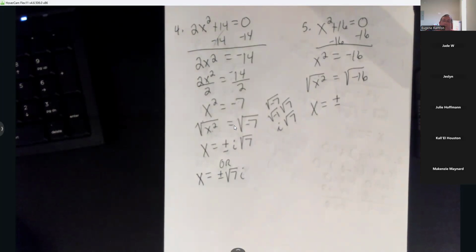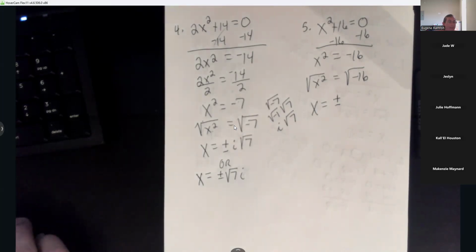All right, y'all, that's on y'all. Square root of negative 16. Oh, it's definitely got an i in it, Jesslyn, but how about that 16 part of it? Oh, well, watch this, y'all.